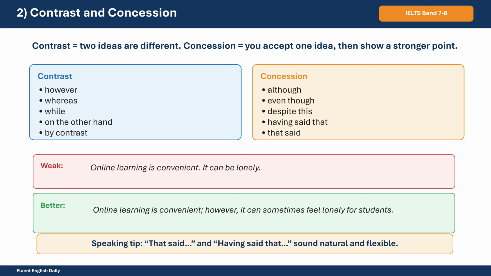Useful concession expressions include although, even though, despite this, having said that, and that said. For example, online learning is convenient. Having said that, some students find it difficult to remain motivated. Here is another comparison. The weak version is, online learning is convenient. It can be lonely. The improved version is, online learning is convenient. However, it can sometimes feel lonely for students. In IELTS speaking, phrases such as that said and having said that often sound more natural than highly formal alternatives.